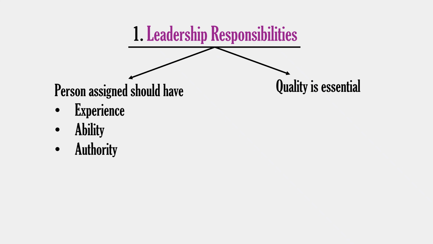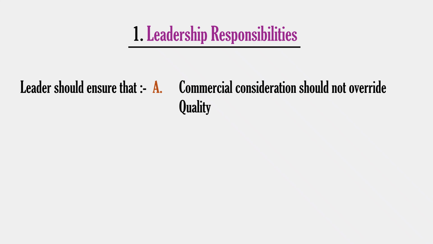If we have to start with the leadership responsibilities, it suggests that policies and procedures should be formed to ensure quality is essential, and the persons assigned should have necessary experience, ability, and authority to perform the task given. And the leader should ensure three things. First, that commercial consideration should not override the quality.